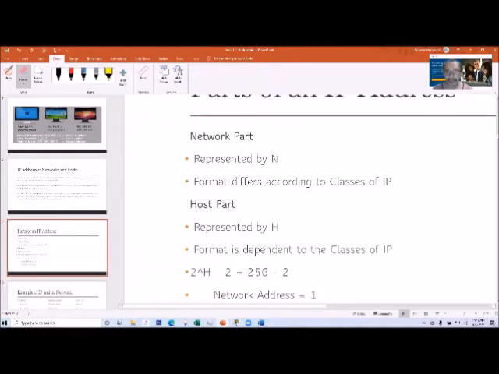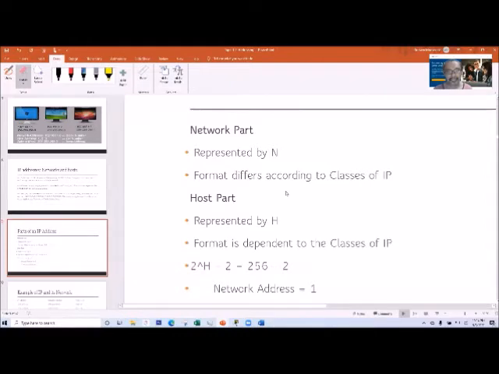And the host part of the IP address is represented by H. The format depends on the class of the IP. When we say format, it is the way your network part is written and the way the host part is written also. So take note that in a particular IP address, like for example, in an 8-bit last portion, that is 2 raised to the power of h, meaning there are 8 zeros in that particular octet. So minus 2, therefore you can create about 256 IP addresses.